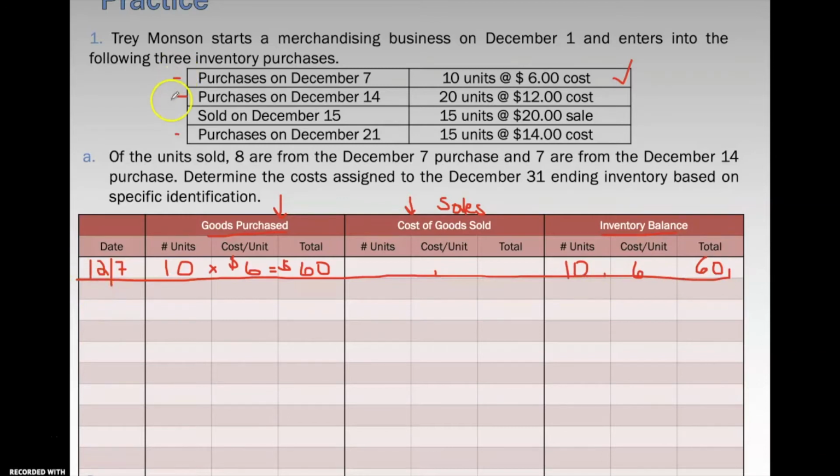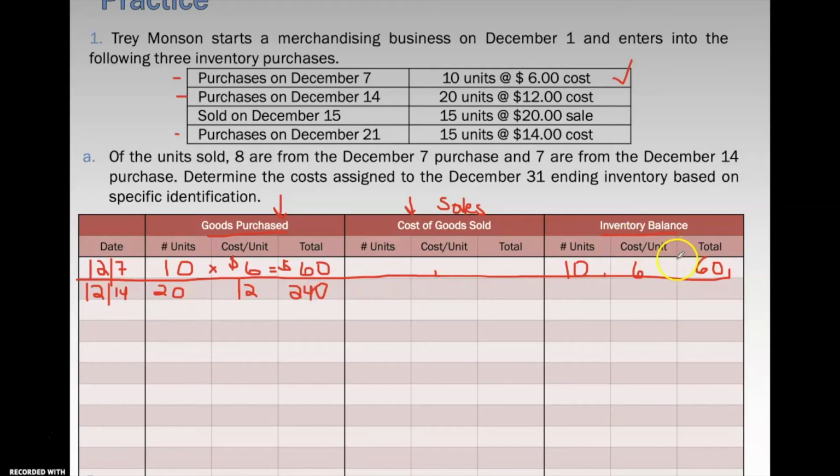The next one, we purchased more units. We purchased on December 14th, 12/14. We purchased 20 units at a cost of $12 each. I'm not going to do the dollar sign anymore just because it's hard to do this. So now we do 20 times 12 equals $240 worth of stuff that we paid for. Remember, we do want to sell it for more money, but this is what we paid.